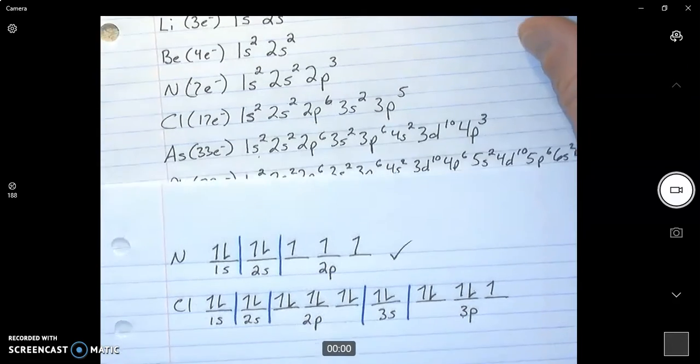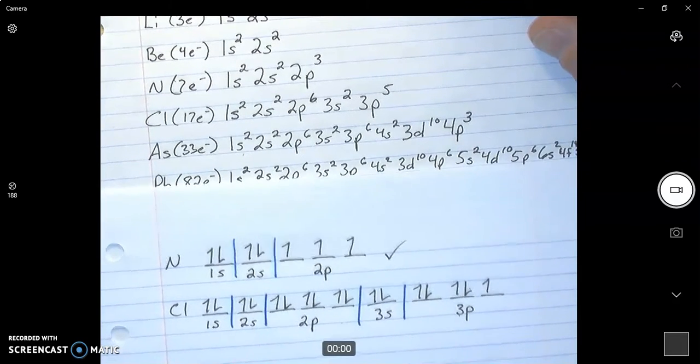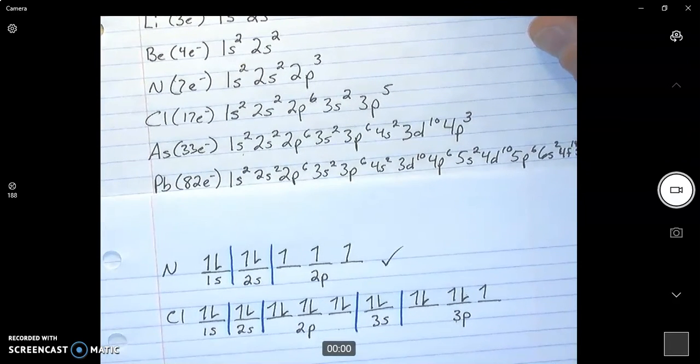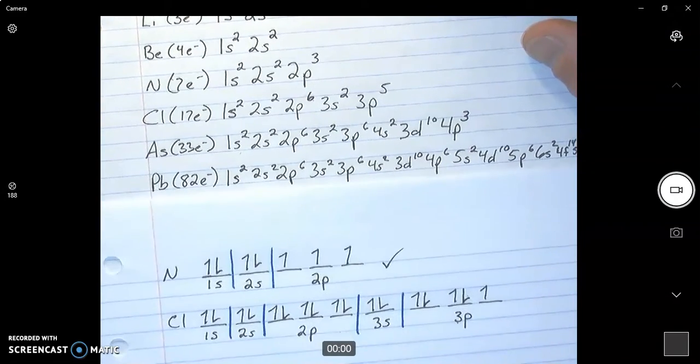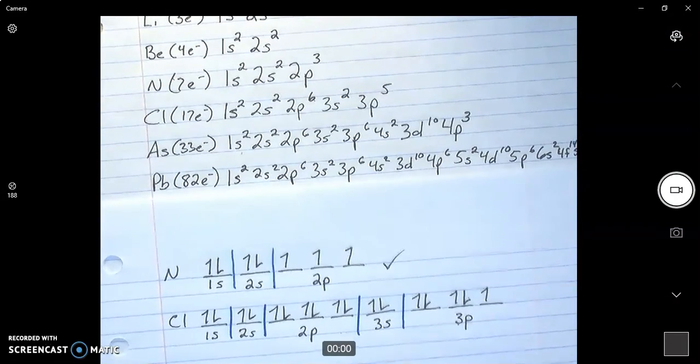I want to do one more that's a little bit longer, so that I can show you the d's. We'll go with lead here. We'll go with lead, that has an f sublevel.